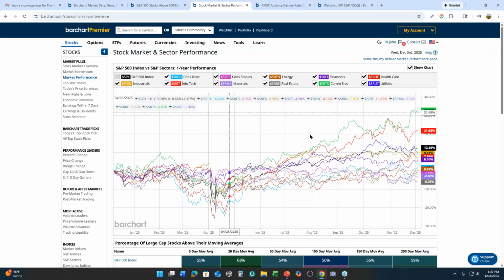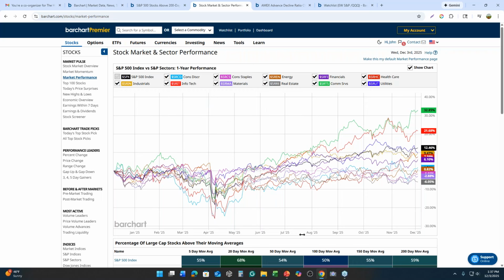And if we look at the performance over the last year, there's only 2 sectors that have been outperforming the whole index, and that would be communication services and technology. So that has been our leadership, right? Those are the stocks that have been leading the market. But what has happened in the last 3 months and what has happened in the last month?